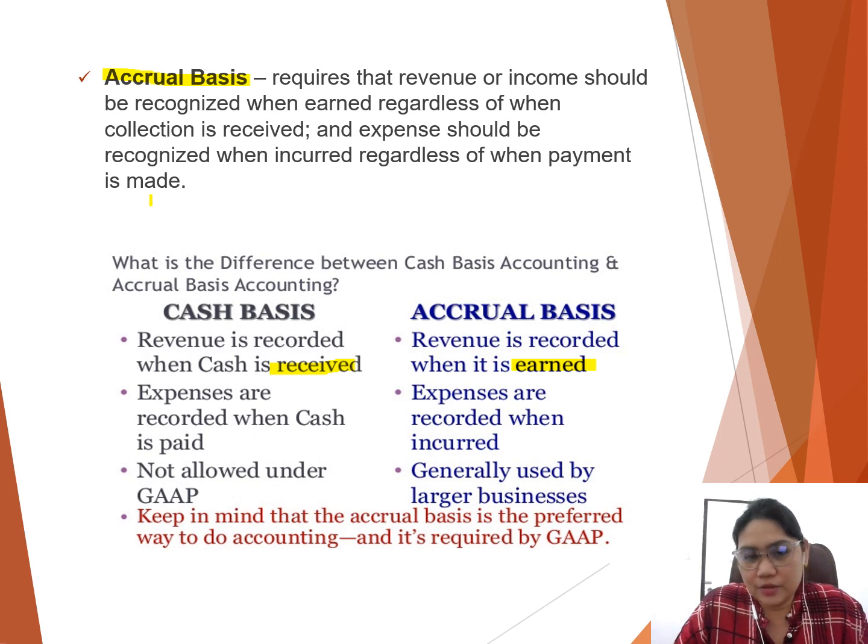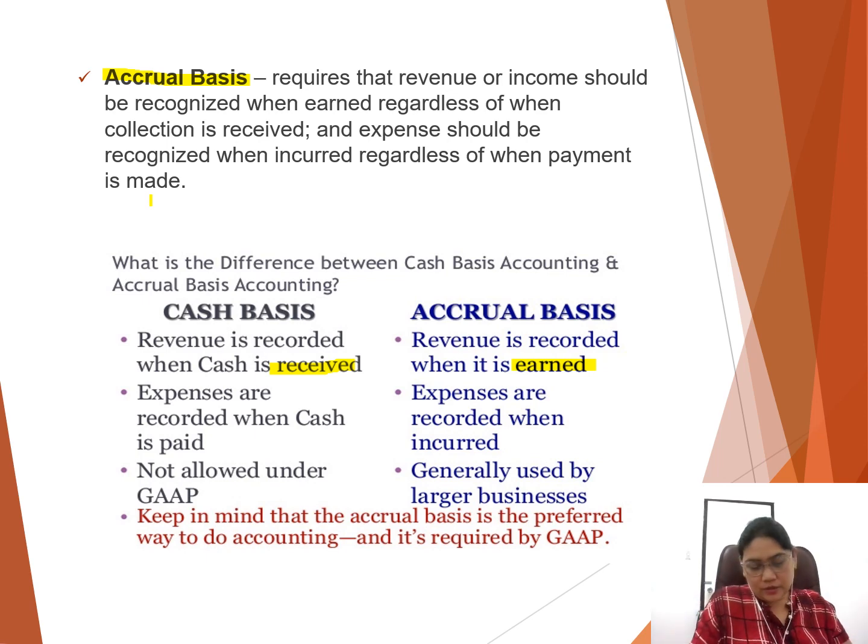Ayan. So, may revenue na ba dun si John? May revenue na ba siya o wala pa? Kasi hindi siya nabayaran ng kliyente niya dahil naiwan yung wallet sa bahay. Wala siya natanggap na cash. So, sa cash basis, wala pa siyang revenue kasi wala pang cash.